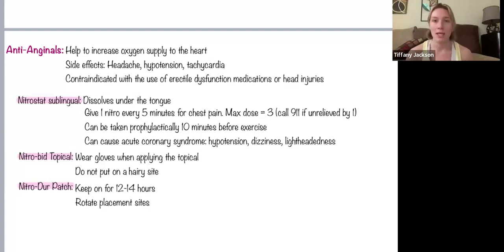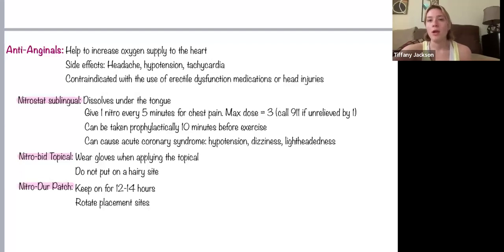Different types of nitro we can give. Most common is the sublingual. Just remember, we put it under the tongue, let it dissolve. We take one every 5 minutes. For chest pain, always check your blood pressure beforehand. The max amount we can give is 3. If it's still unrelieved after 3 doses, you're going to call 911.